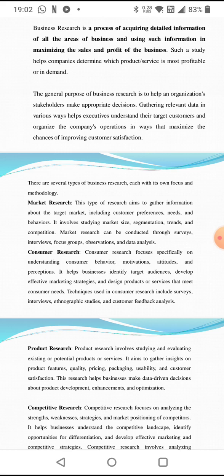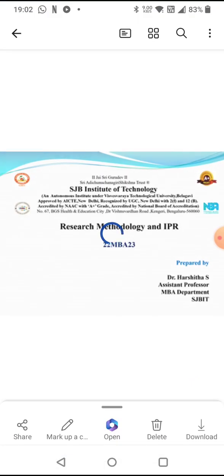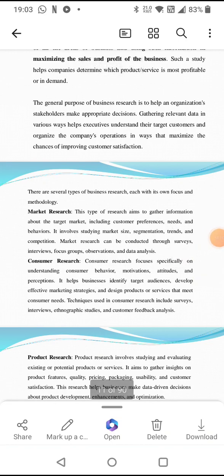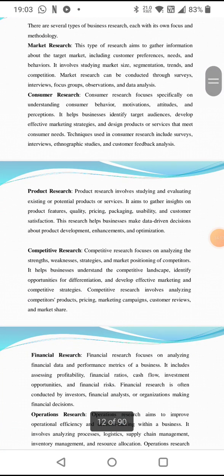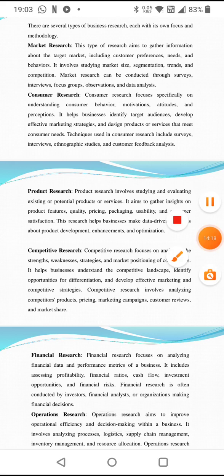Techniques used in consumer research include surveys, interviews, ethnographic studies, and customer feedback analysis. Coming to product research. So, what do you mean by product research? See, product research involves studying and evaluating existing or potential products or services. It aims to gather insights on product features, quality of the product, pricing, packaging of the product, usability, and customer satisfaction, which is much more important for a market research individual.